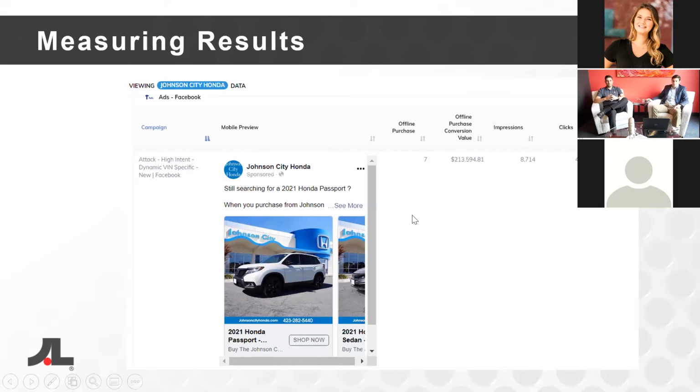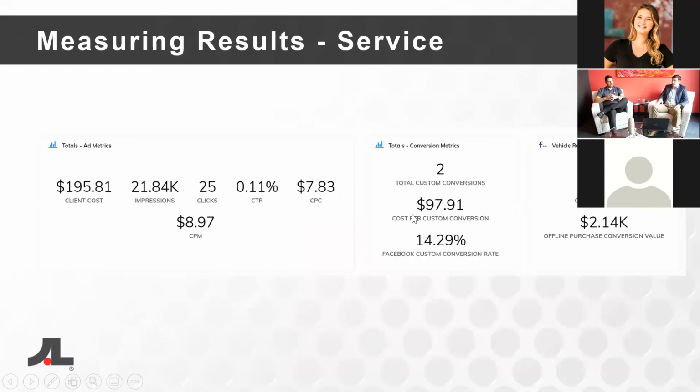Absolutely. We can also look at this data for service. So this is not mutually exclusive to sales, right? We can take that same sort of data, upload it, and push it back into the system for service revenue. This is just an example of a dealer over the last couple of weeks. They had just spent a couple hundred dollars, but we were showing 5 completed purchases. That means 5 people were exposed and clicked on the ads, came into the dealership, actually had service revenue, and then we pushed that data into the system.